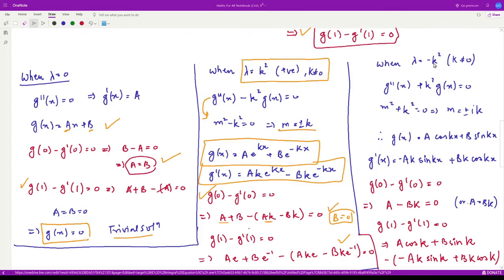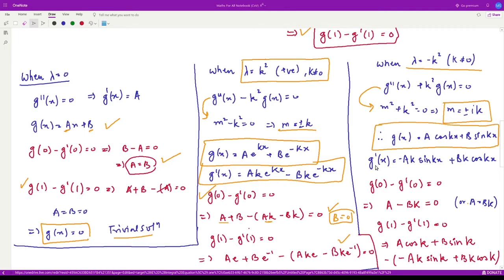So when lambda is minus k square, k is not equal to 0. In that case, our equation becomes g double dash x plus k square g of x is equal to 0. The corresponding auxiliary equation becomes m square plus k square is equal to 0, and m is equal to plus minus ik. Now for these complex values, we have a solution like this: g of x is equal to a cos kx plus b sin kx, right?